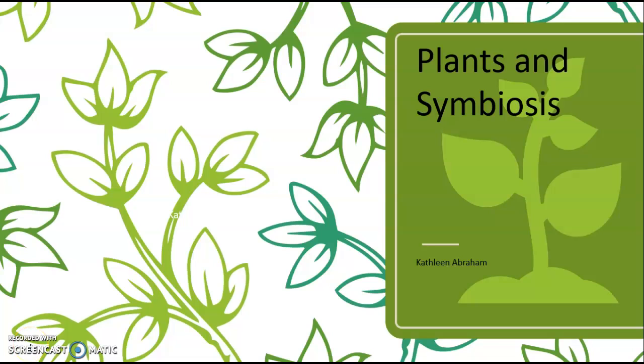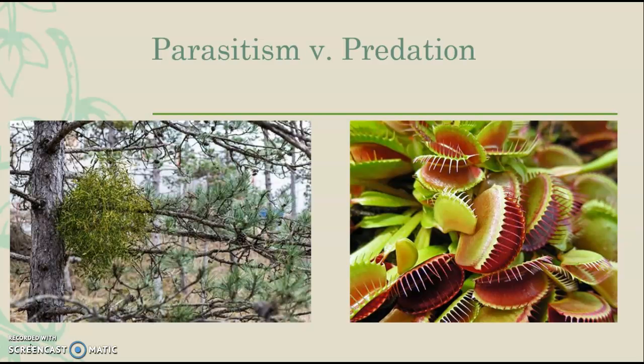Plants and symbiosis. When talking about symbiotic relationships that include mutualism, commensalism, amensalism, parasitism, and predation, parasitism and predation are often coupled together because in both one organism benefits while the other organism is harmed. But there are a few differences between them. In parasitism, there is an organism called the parasite that lives in or on another organism called the host, while predators kill their prey to feed on them and gain nutrients.